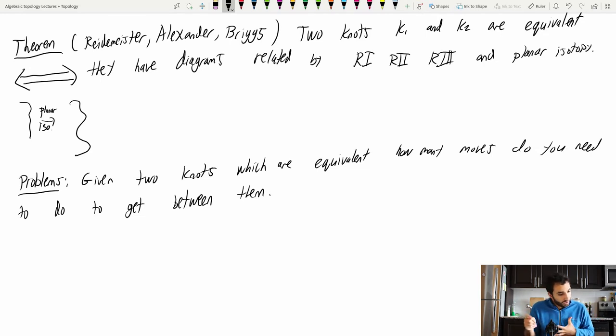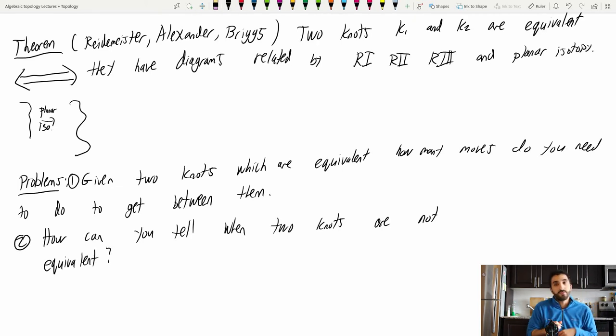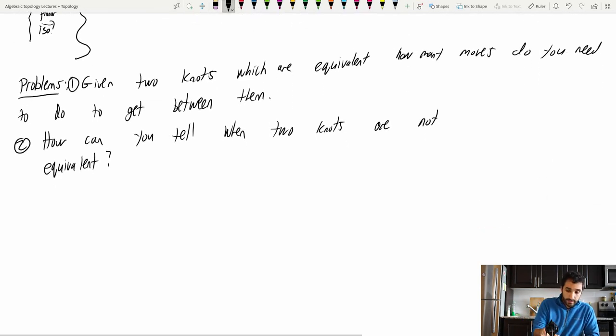And here is another problem, which is related to that. How can you tell when two knots are not equivalent? So if they are equivalent, you can find Reidemeister moves. If they're not, well, then you can't find Reidemeister moves. But how would I prove to you that you can't find Reidemeister moves? Well, that's going to be the main subject of the rest of the class. And it starts with this observation.